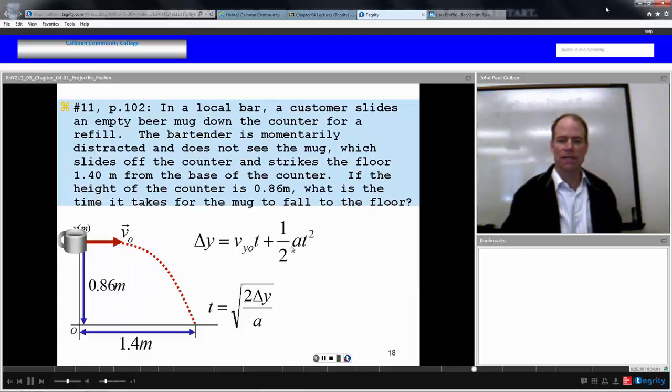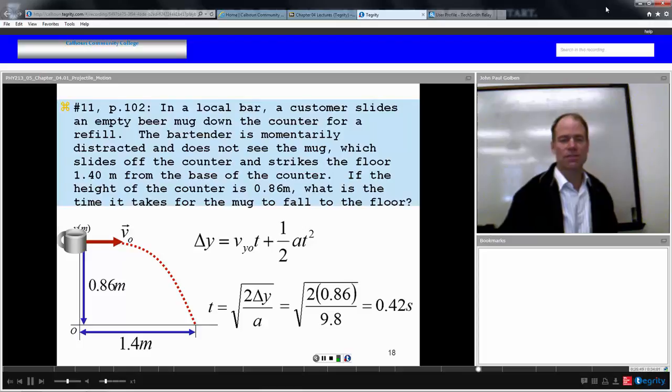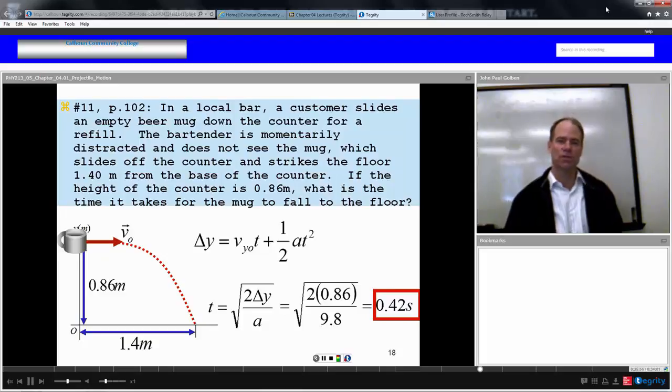Solving for t then, multiplying both sides by 2, dividing by a, and taking the square root. My time in the air before I hit the ground will be the square root of 2 delta y over a. That's going to be the square root of 2 times 0.86 meters divided by 9.8. It'll be in the air for 0.42 seconds before we hit the ground.